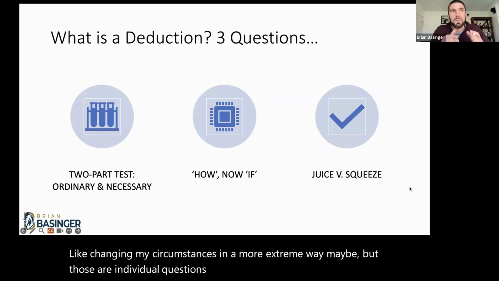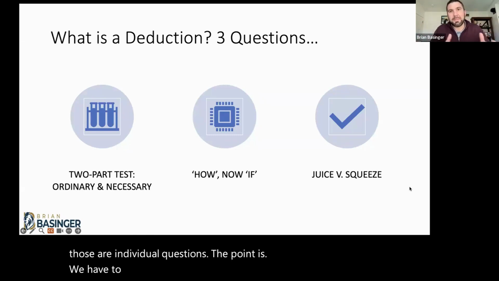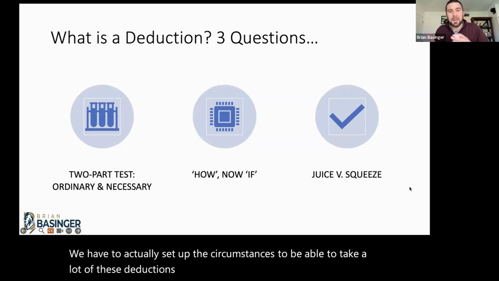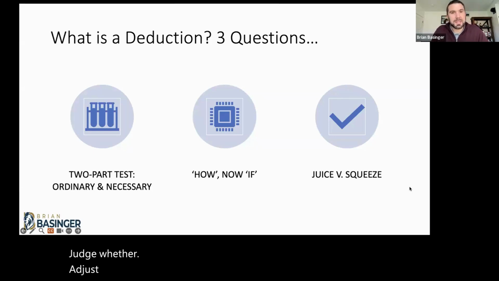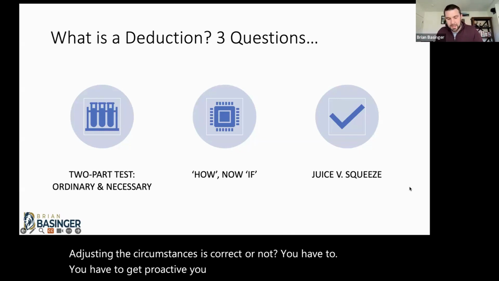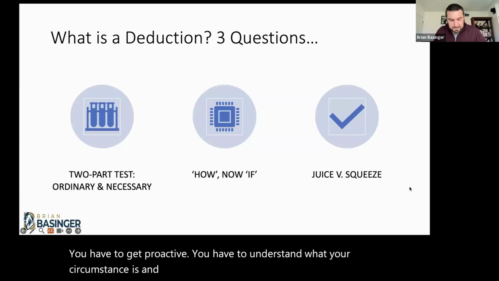The point is, we have to actually set up the circumstances to be able to take a lot of these deductions. And in order to judge whether adjusting the circumstances is correct or not, you have to get proactive. You have to understand what your circumstance is, and how much you're going to benefit from these deductions.